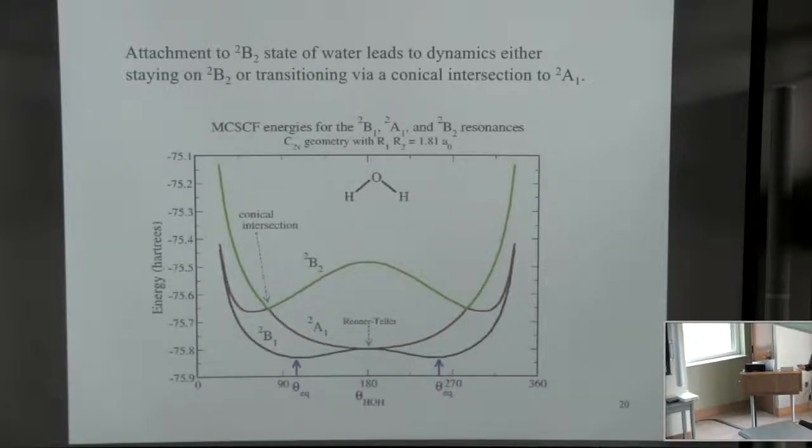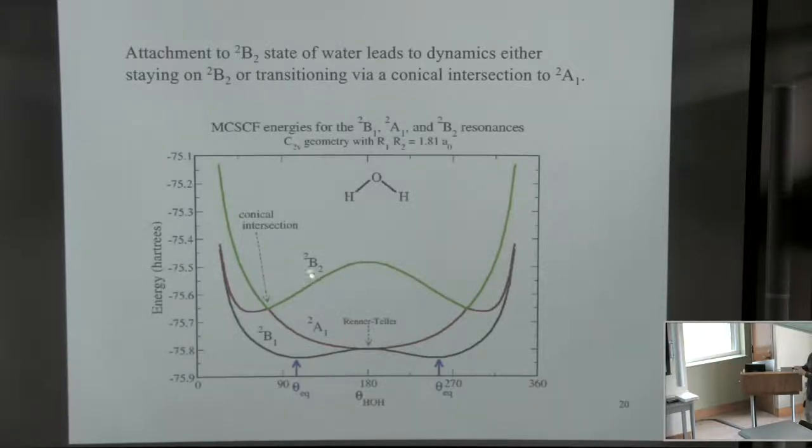Okay. Now, I've already mentioned the A and B states of water. Here we have the three potential energy surfaces of these states in C2v geometry. See, this B1 state does have a shallow minimum there. The equilibrium geometry is neutral, so that's consistent with the axial recoil that we found.